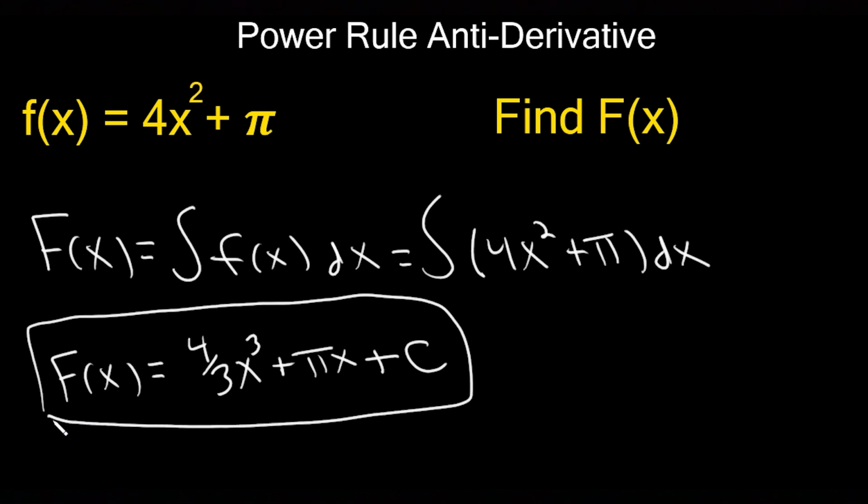It's pretty straightforward. Just remember that you include your constant of integration at the end. That's very important. And make sure you're following your rule of adding 1 on the exponent and then putting that number on the denominator, and you should get it correct.